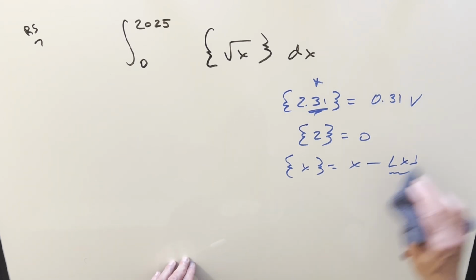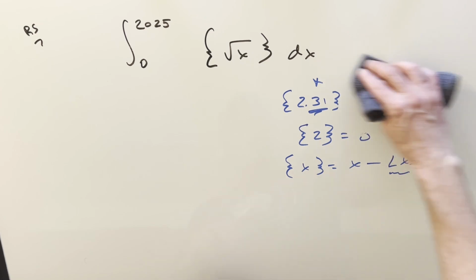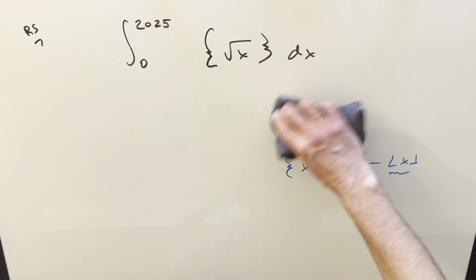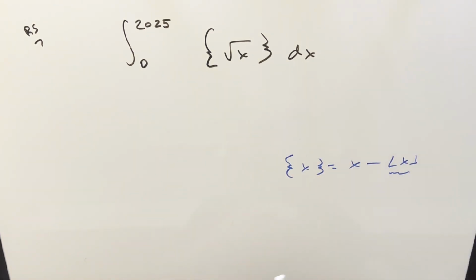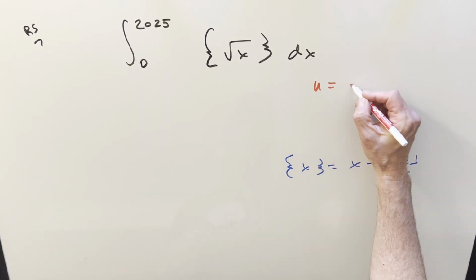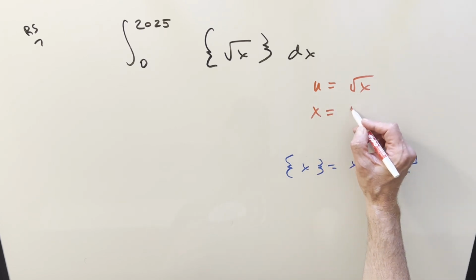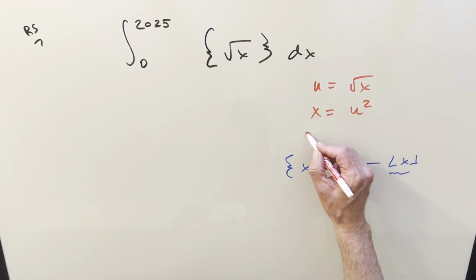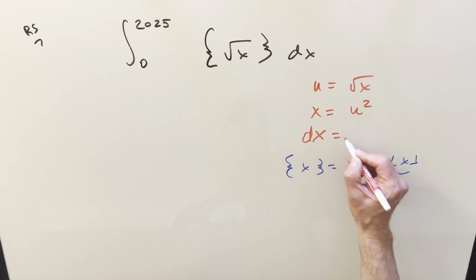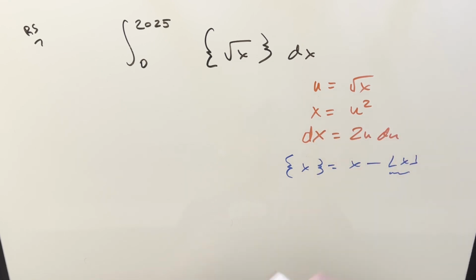For this method, I'll keep this because it's going to be useful later, I think. For starters, the square root of x, let's clean that up with a u substitution. If I do u equal to square root of x, then square both sides, x equals u squared. Take a derivative, and dx is just 2u du.